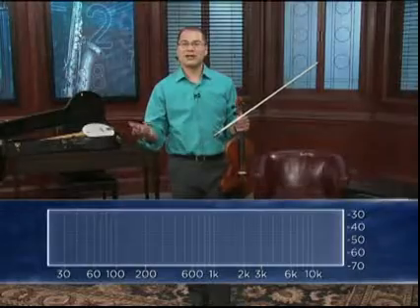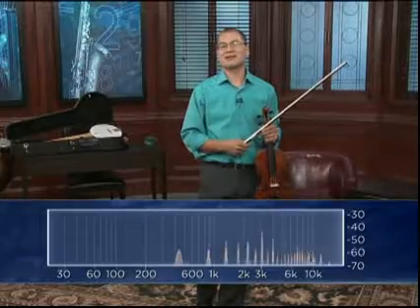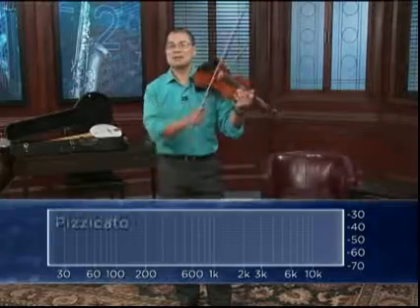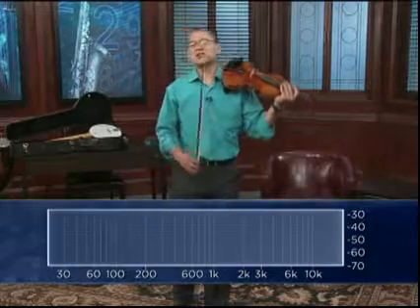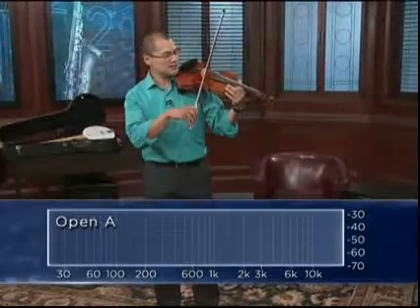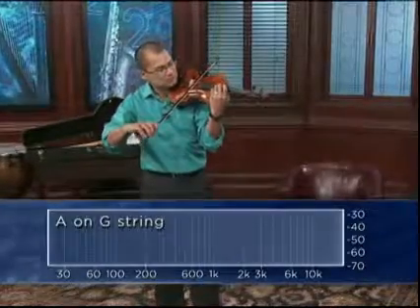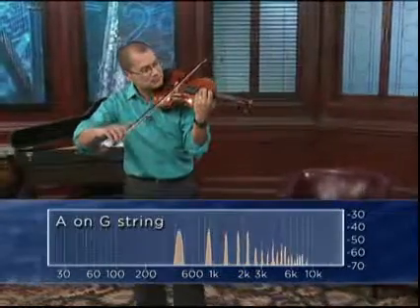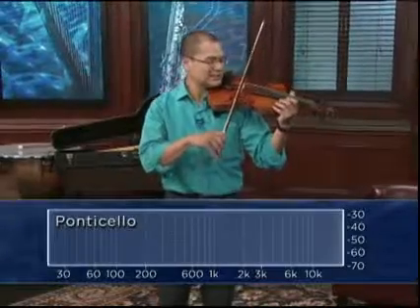Here's a third way of playing an A. And here's a fourth. I'll play those so that you can see them. The first one was a pizzicato, like this. The second was just an open A, an A with no fingers on it, like this. The third one was the same note, but on my G string, all the way up here. And the last one was something called playing ponticello, playing with my bow very near the bridge, like this.